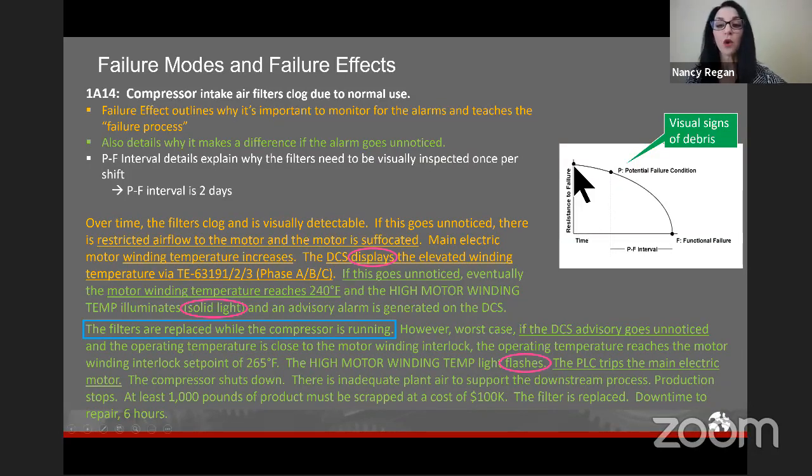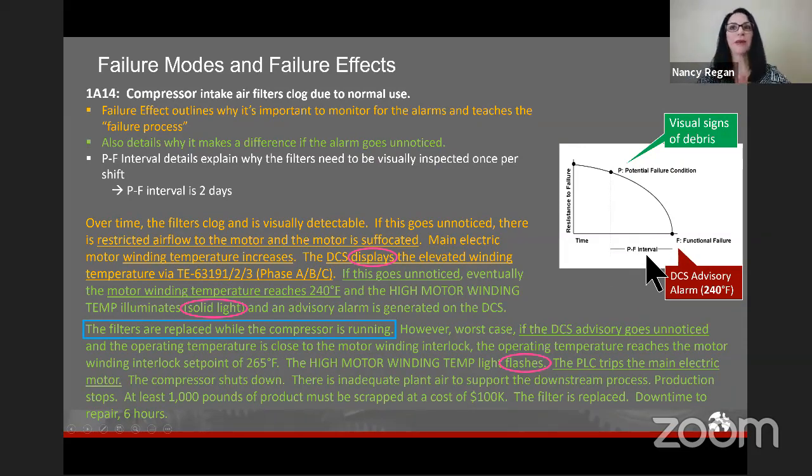Now, I want to remind you that we're here. Let's say we install a new filter right here, and a certain amount of time goes by. We don't care. I'm not interested in what that time interval is. I'm interested in this time interval, from the point where it is possible, if I were to look, to visually detect signs of debris, to the point where I get the DCS advisory alarm at 240 degrees. I want to know how long that takes.